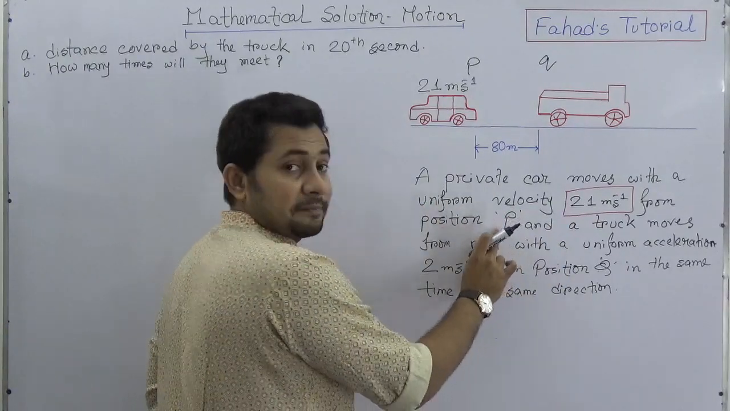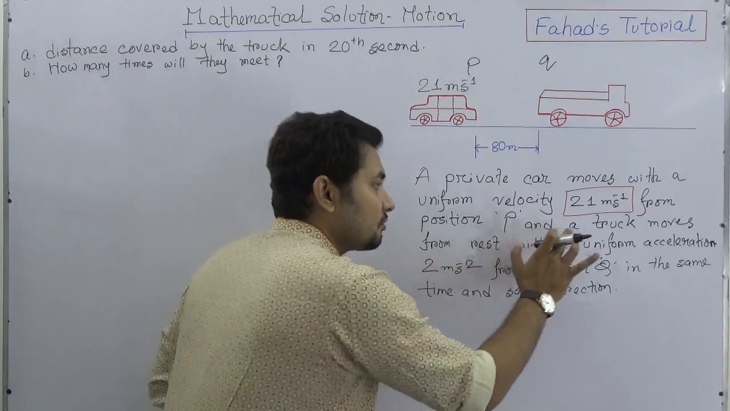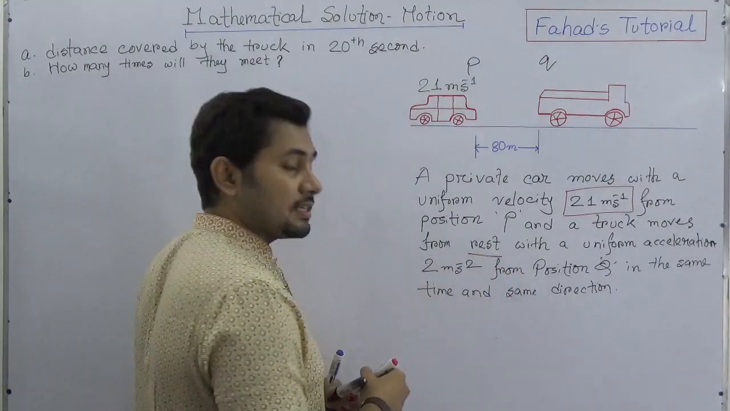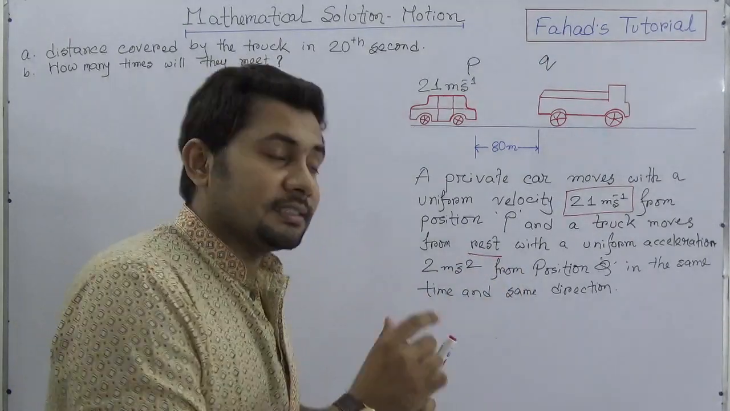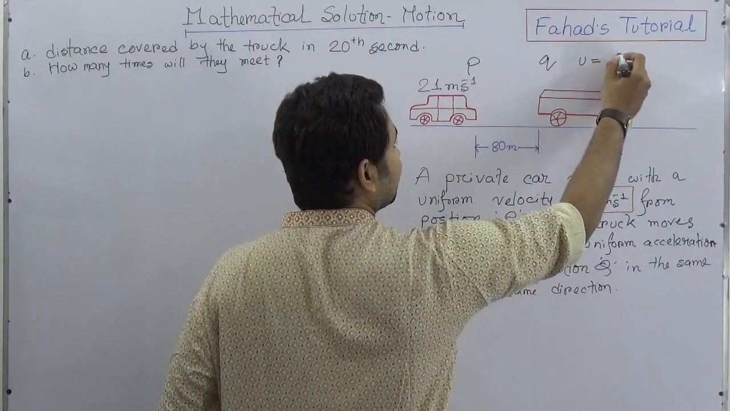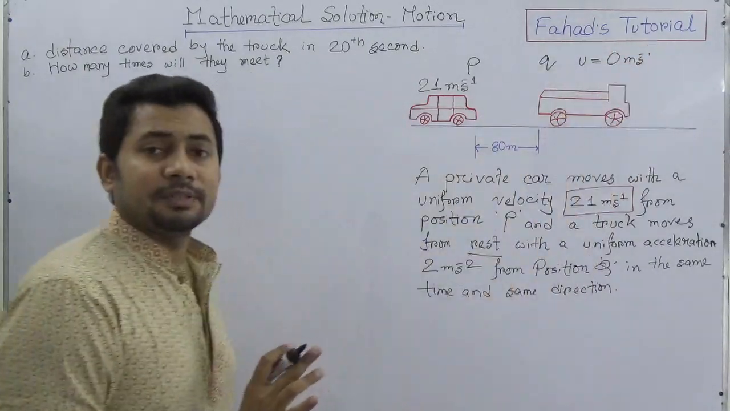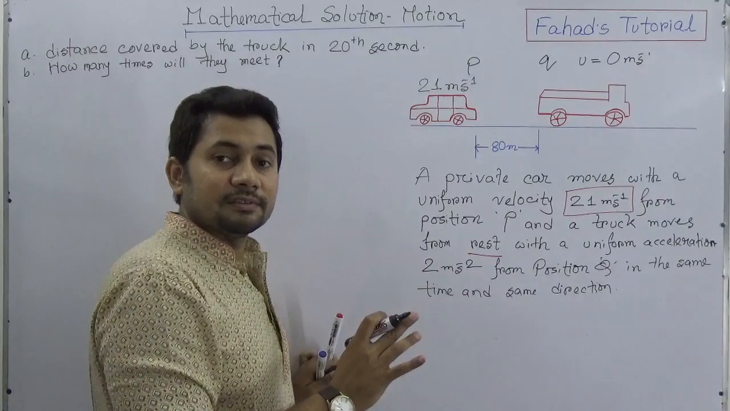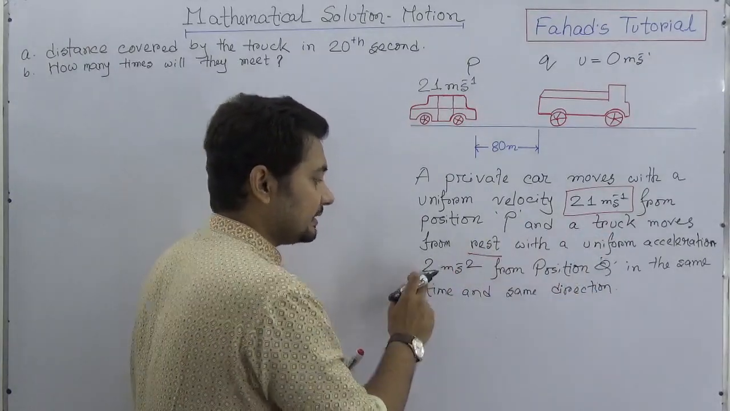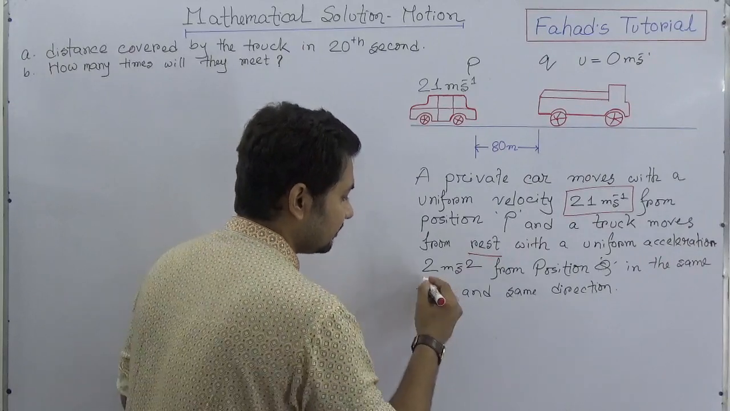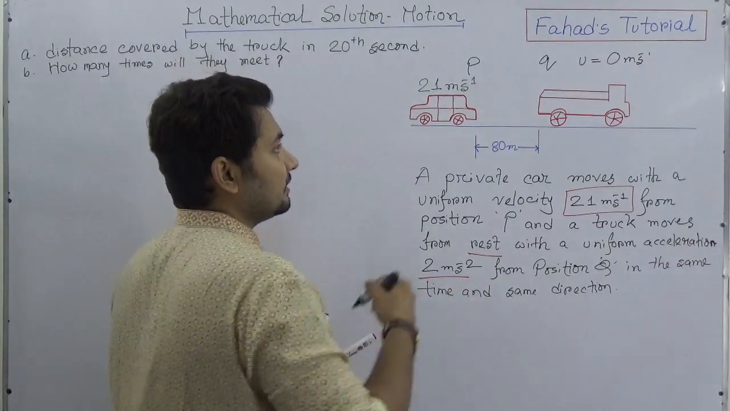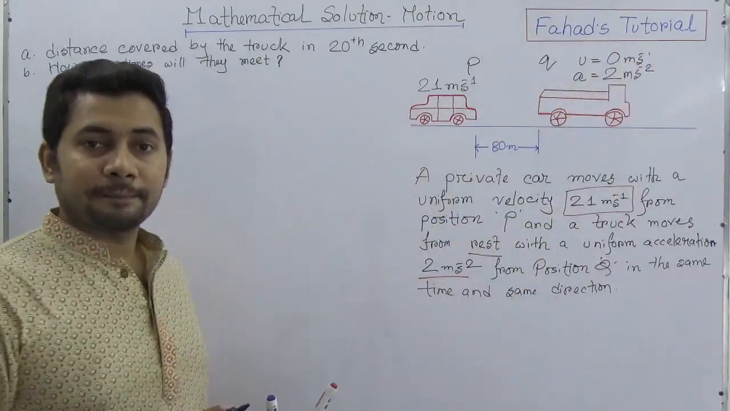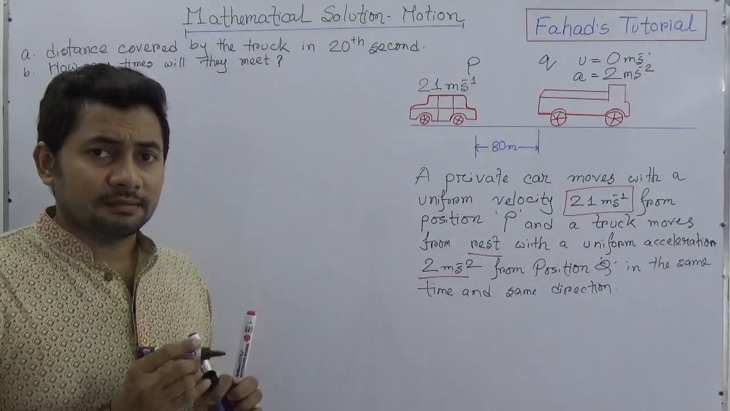Now the car is moving from position P, and the truck moves from rest. When it says rest, we say that the initial velocity of the truck is 0. Whenever it is written that something started from rest, the value of u, the initial velocity, is 0. And with uniform acceleration, the acceleration of the truck is also given, 2 meters per second square. Now this is the stem part.